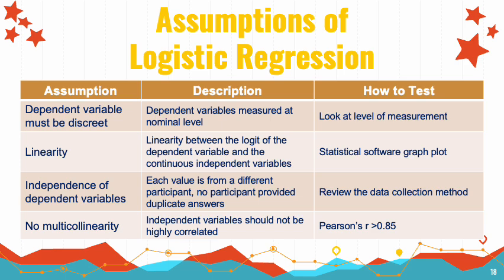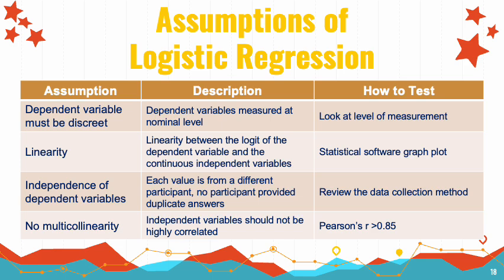The first assumption of logistic regression is that the dependent variable must be discrete. This means the dependent variable must be measured at the nominal level so that we can predict group membership from the independent variables. The second assumption is linearity between the logit of the dependent variable and the continuous independent variable. Explaining logit would be beyond the scope of this course, but in general, a logit is the natural log of the odds that the dependent variable will occur.